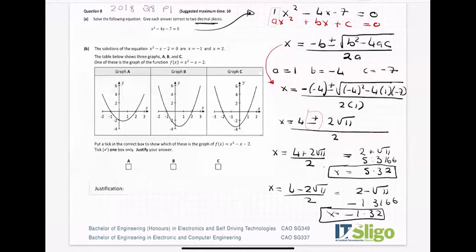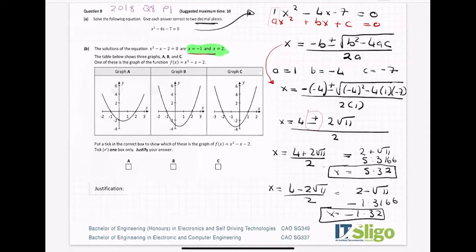Okay, so part B then, the solutions of the equation x squared minus x minus 2 equals 0 are x is equal to minus 1 and x is equal to 2. Okay, might highlight them. Okay, the table below shows 3 graphs A, B and C. One of these is the graph of f of x equals x squared minus x minus 2. Put a tick in the correct box to show it.